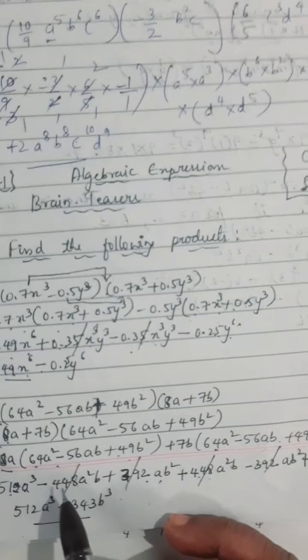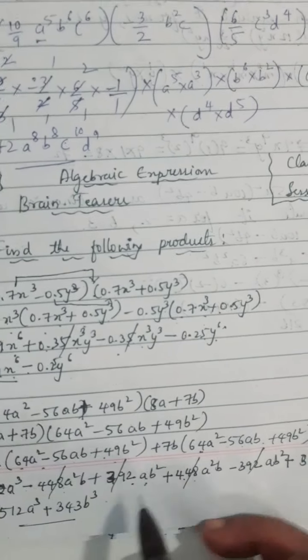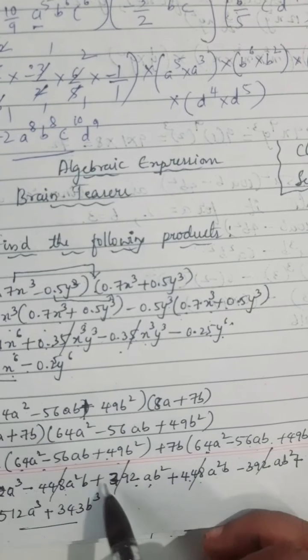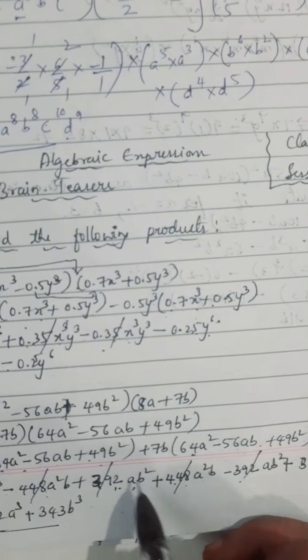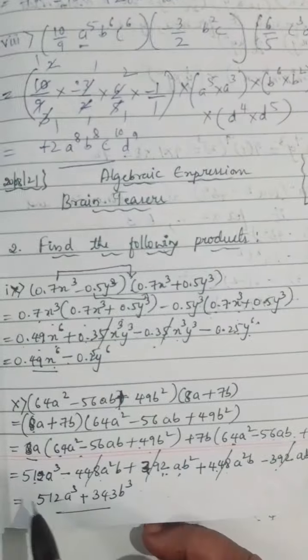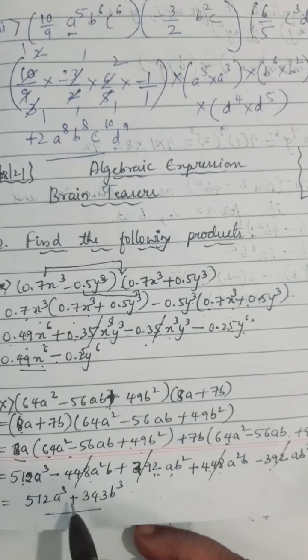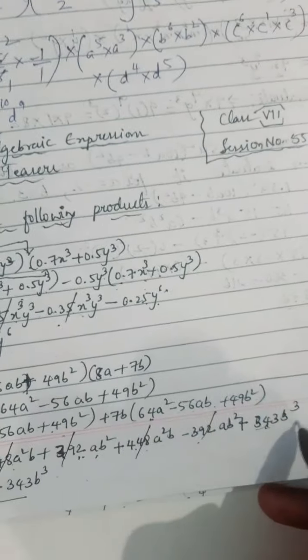All the terms like minus 448 and plus 448 get cancelled. 392 and minus 392 get cancelled because they are like terms. You are left with 512a cube plus 343b cube.